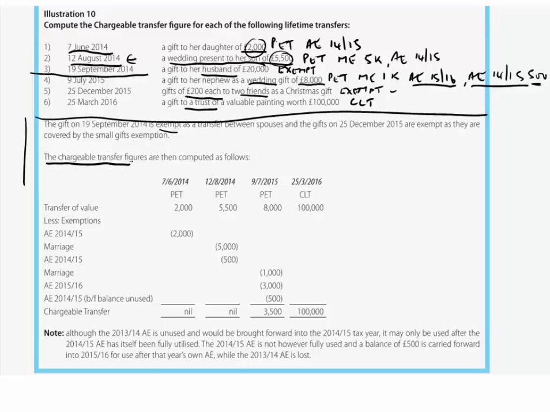Now, this is the main object of this part of the lecture, the ability to go from a transfer of value figure, which is always your top line, down to the figure of chargeable transfer, and it is those chargeable transfer figures that would then feature for a CLT, such as this one, in your computation headed lifetime transfers chargeable when made, and of course potentially lifetime transfers chargeable on death. And the chargeable transfer in relation to PETs, where there is one, that of course would only go into the computation headed lifetime transfers chargeable on death.